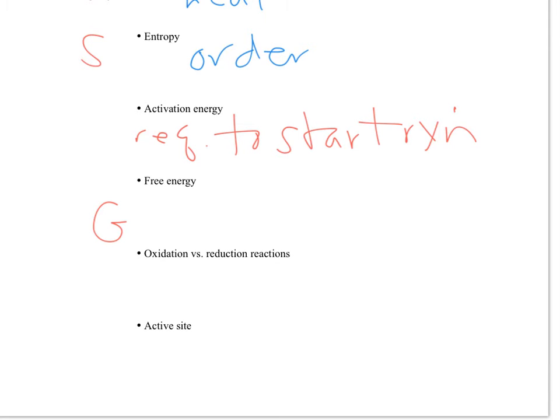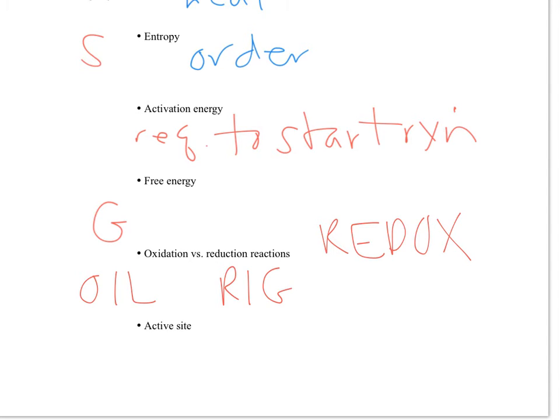All right, next one you have oxidation versus reduction reactions. This is called redox. Oxidation is loss of an electron. Reduction is gain of electron. OIL RIG.